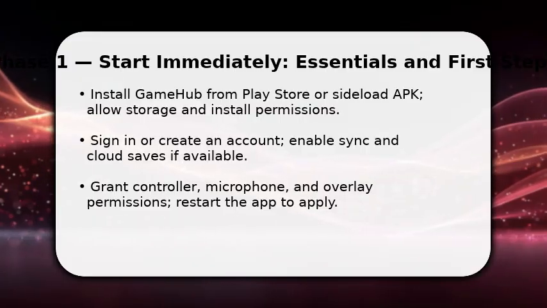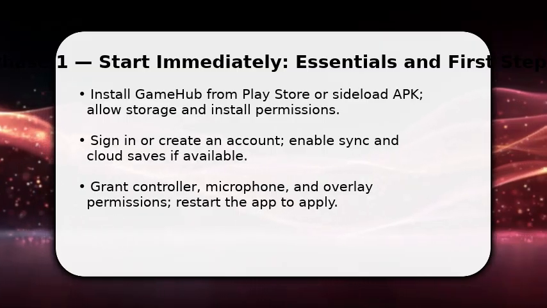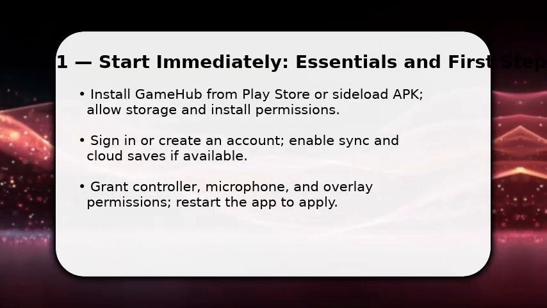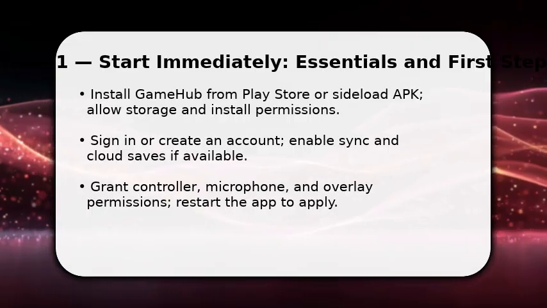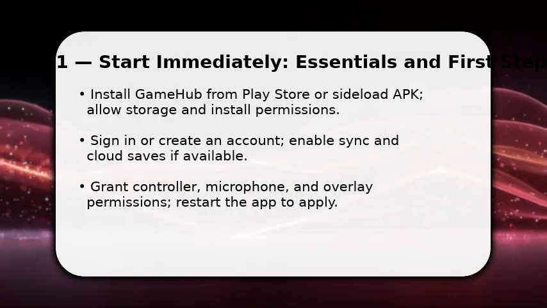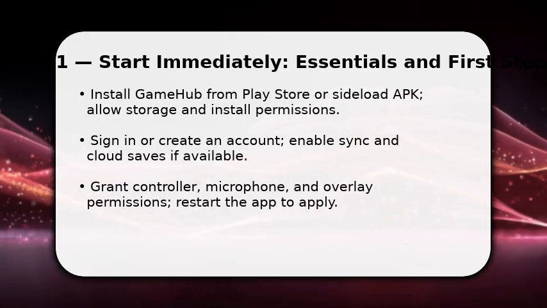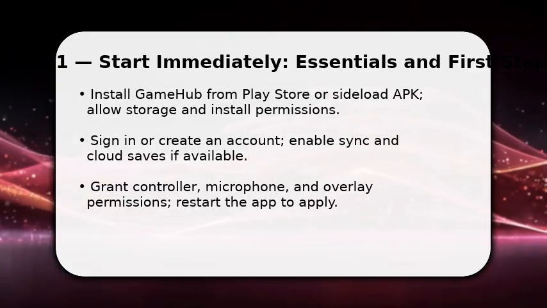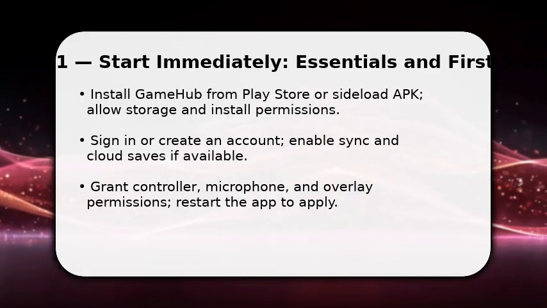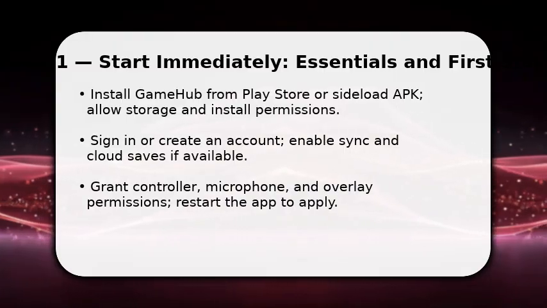You begin by getting Gamehub installed and ready. Open the Play Store or sideload the APK and install it now. Once installed, sign in or create an account so your library syncs across devices and enable cloud saves to protect progress. Make sure to grant storage, controller, and overlay permissions, then restart the app so settings take effect. This prevents odd launch failures and lets you add games immediately.